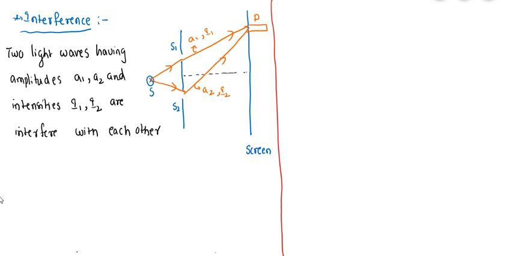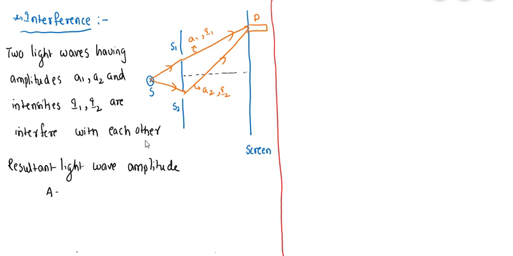Previously, we derived the formula for the resultant intensity when two light waves with the same intensity and same amplitude are superposed. But here, if the two light waves have different amplitudes a1 and a2 and intensities I1 and I2, and interfere with each other, then what is the resultant amplitude?